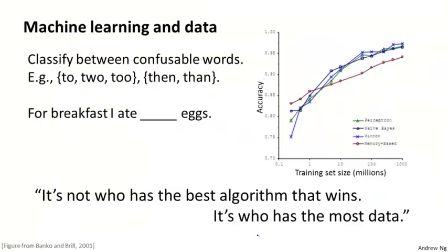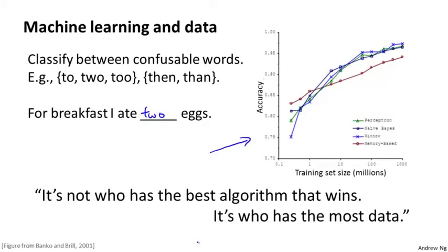So why do we want to use such large data sets? We've already seen that one of the best ways to get a high-performance machine learning system is to take a low-bias learning algorithm and train that on a lot of data. One early example that we've already seen was classifying between confusable words, like: for breakfast, I ate two eggs. And we saw in this example that, so long as you feed the algorithm a lot of data, it seems to do very well.